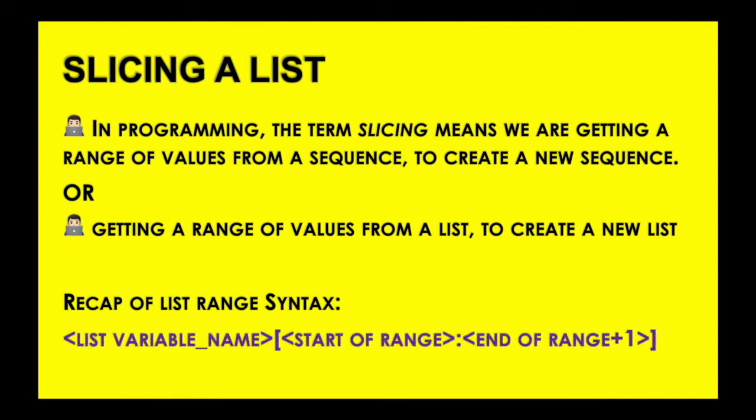Okay, so for the recap of the list range, I hope you still remember this. This is the syntax. List variable name, then the square brackets, the start of range up to the end of range plus 1. So again, there will always be a plus 1 because the number indicated in your end of range is not considered by Python to be shown as part of the output. That's why we are always having the plus 1.